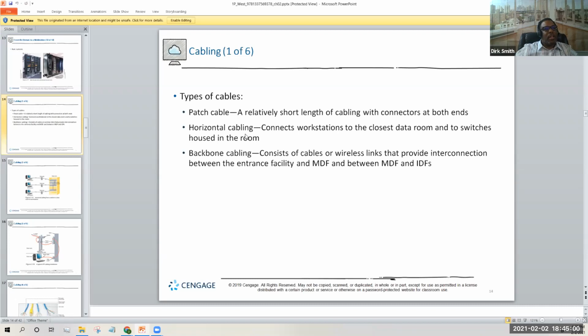Then you've got horizontal cable, which connects workstations to the closest data room and the switch or the housing. And then you've got the backbone cable, which is the main source, which is going to the internet service provider or the MDF.